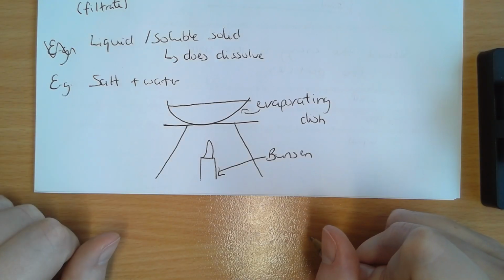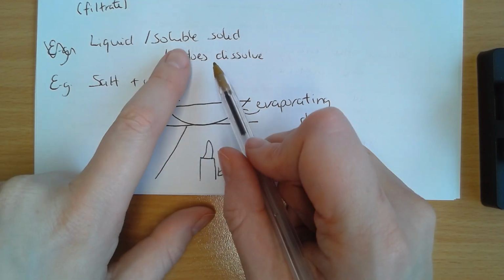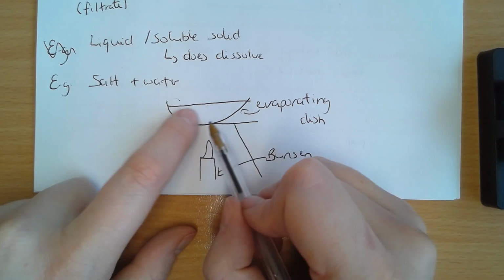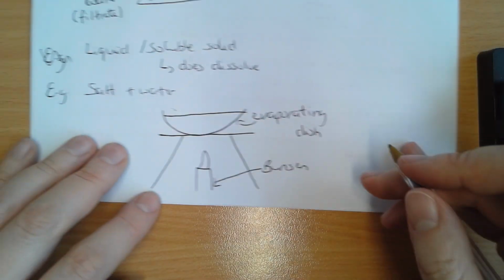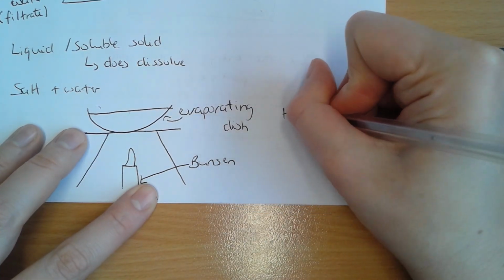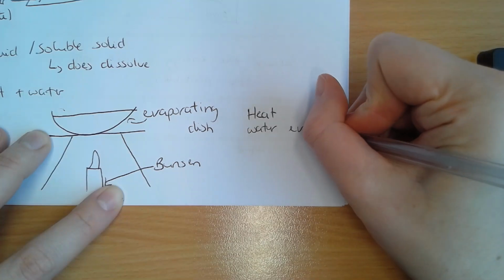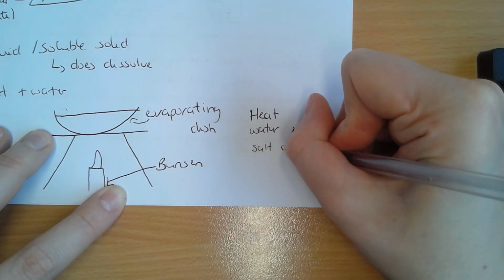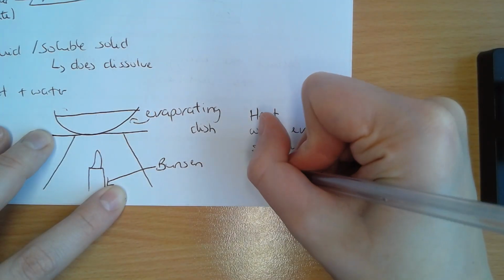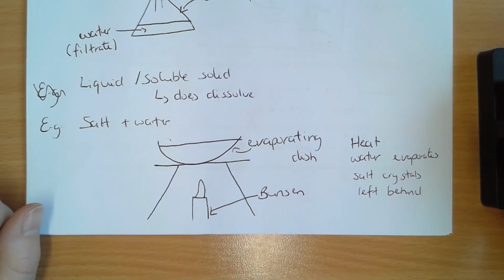So the salt and water would go in here, and then when you heat, because the water evaporates, okay, and the salt is left behind, we're able to separate the salt from the water. So to describe this in words, you would just write heat. You would say the water evaporates, and you would say salt crystals are left behind. Okay, so you heat, you evaporate the water, and then the salt crystals are left behind.